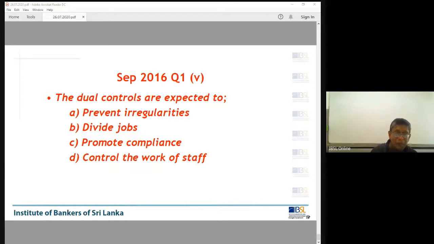Second, you can open joint accounts. And you can open accounts for proprietors. You can open accounts for partnerships. You can open accounts for corporate accounts, like private limited companies, public limited companies, like that.